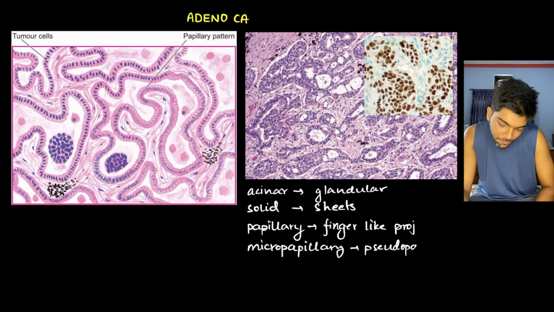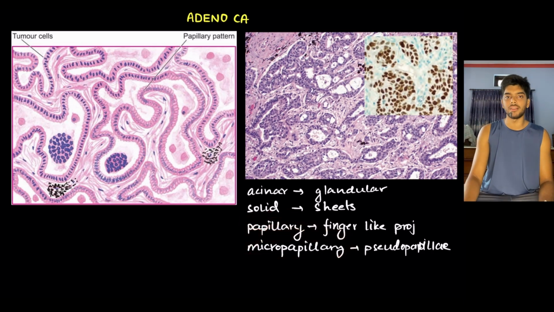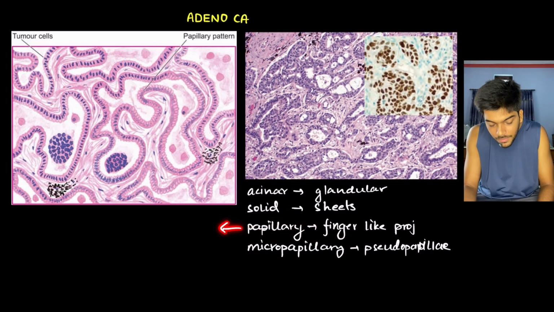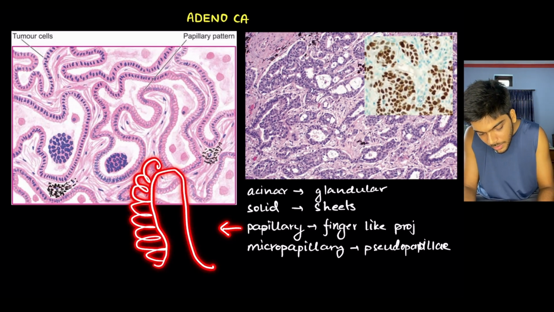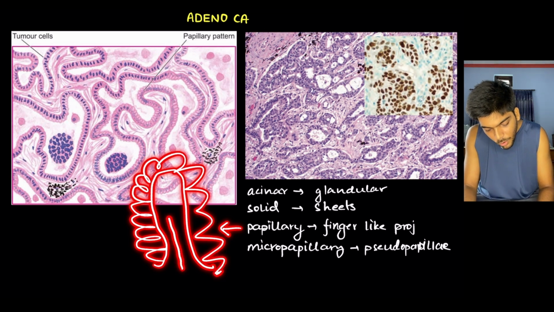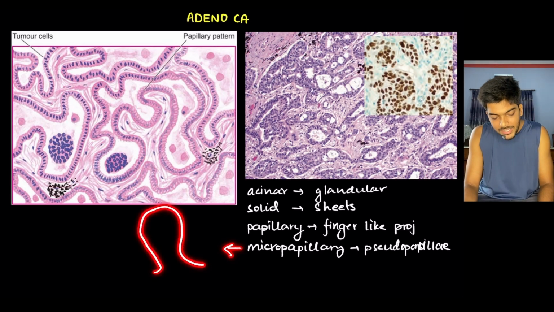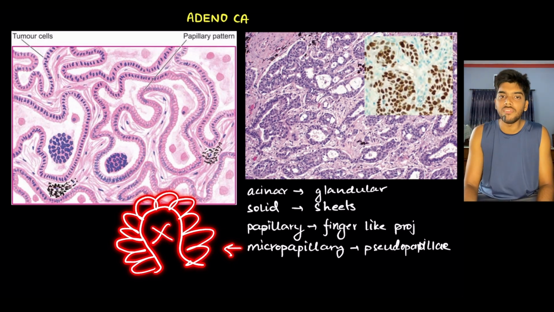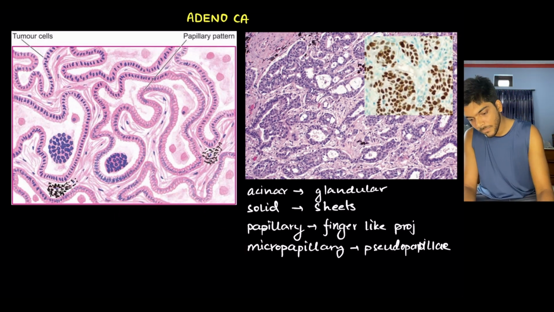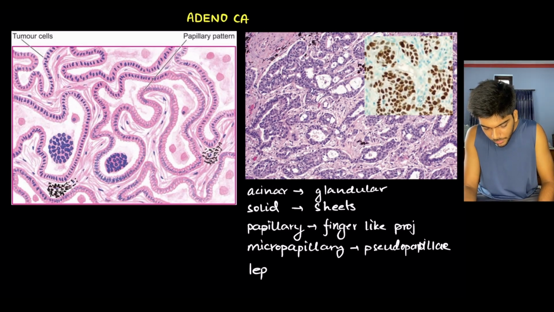Pseudopapilla. What's the difference between papilla and pseudopapilla, or what's the difference between papillary arrangement of tumor cells and micropapillary arrangement of tumor cells? In a papillary arrangement, the tumor cells are arranged in finger-like projections along with a fibrovascular core. In a micropapillary arrangement, the tumor cells are arranged in finger-like projections, but there is no fibrovascular core. Good. Another very important pattern is a Lepidic pattern.